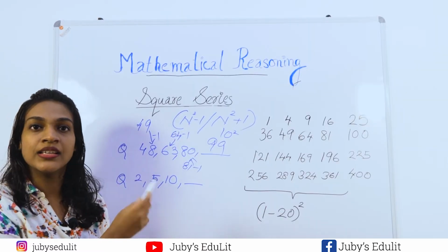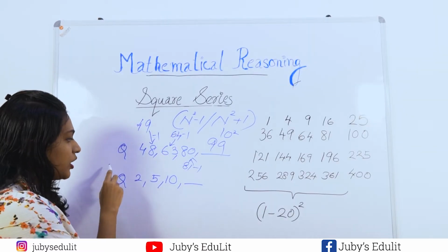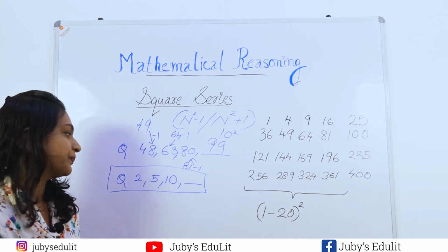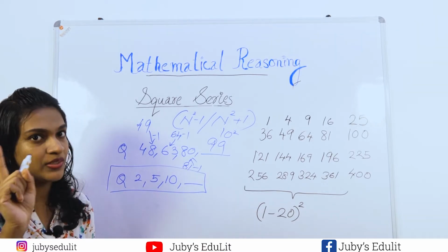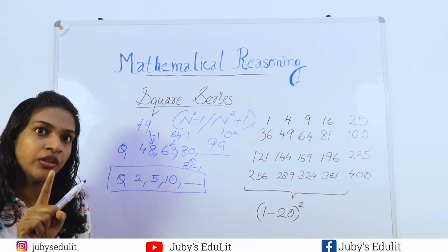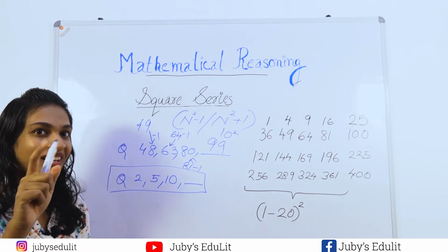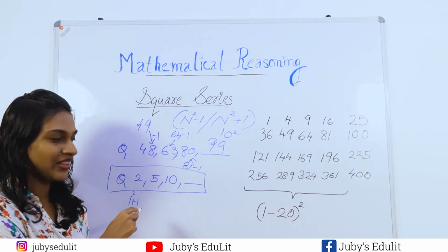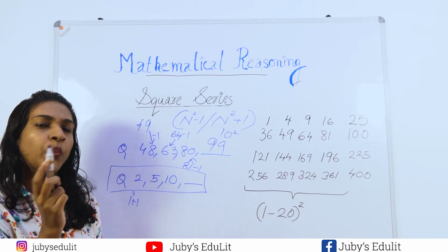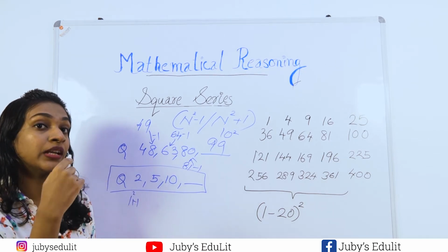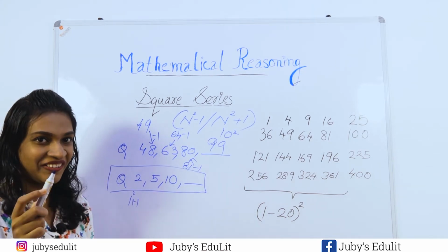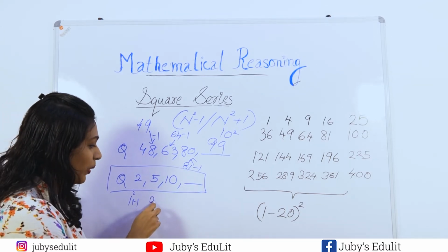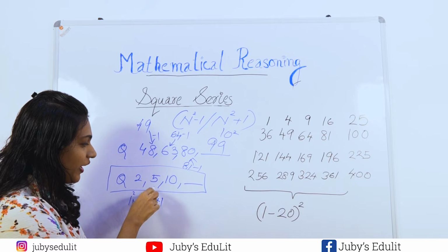Now let's see the next question, the second one. 2, 5, 10, and you have to find the next number. What is the square of 1? It is 1. And if you add 1 to this square of 1, you get the answer 2. So 1 square plus 1 is 2. Next is 5. When 4 is added with 1, what do you get? 5. What is 4? It is the square of 2. So 2 square plus 1 is 5.